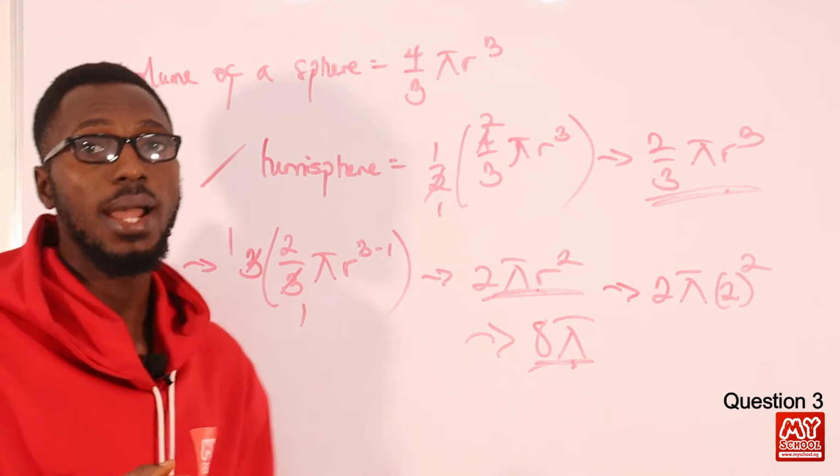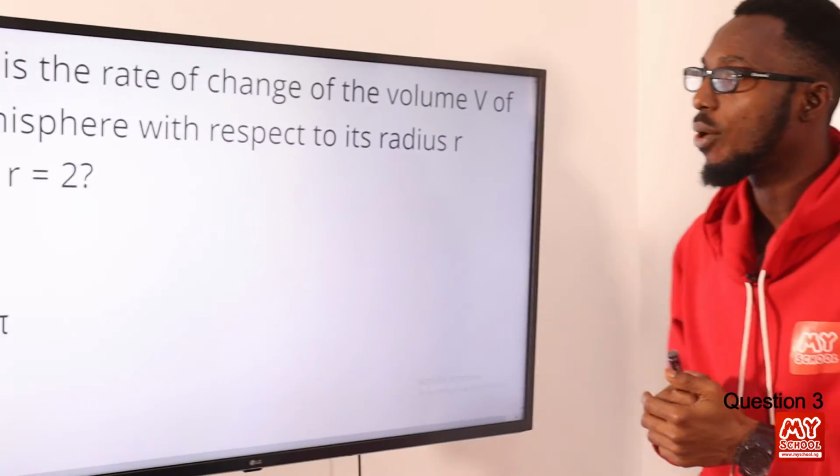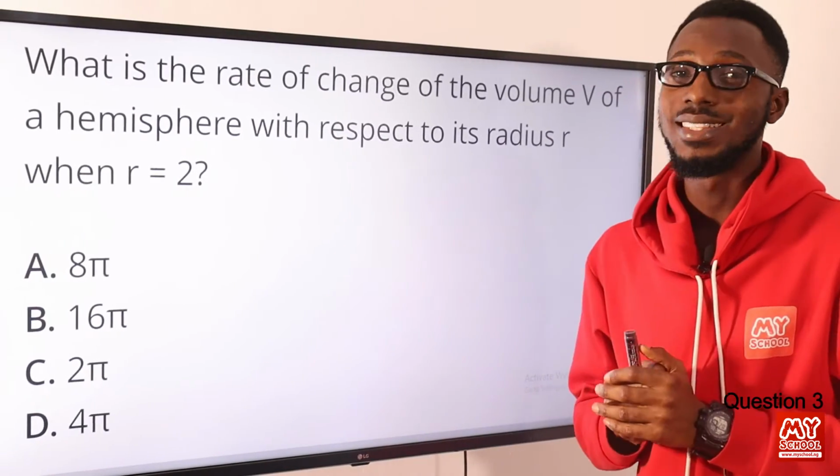So let's say if we had 8 pi supplied. Very well, we have that in option A. So option A is the valid option.